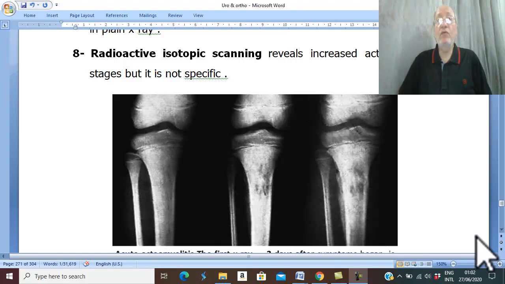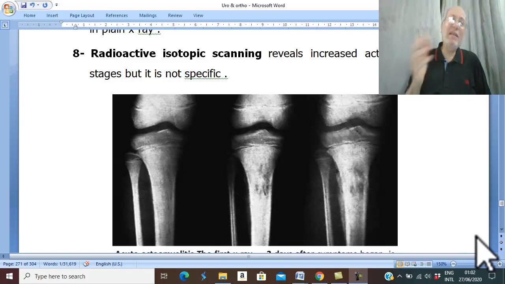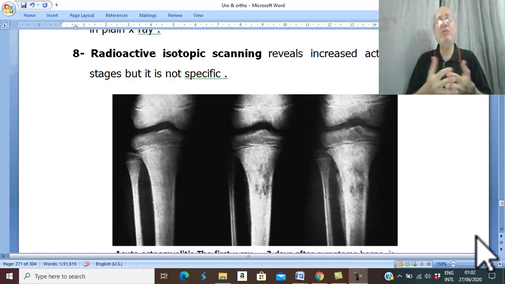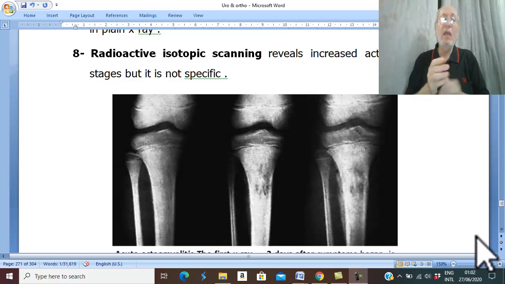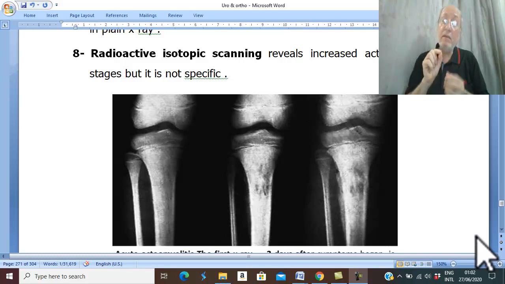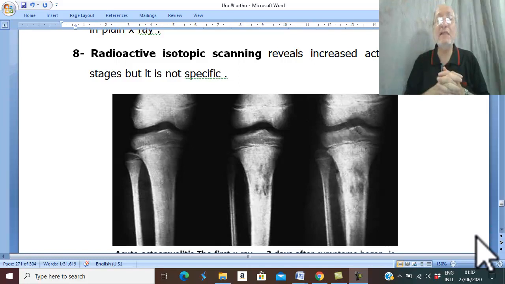Investigations for acute hematogenous osteomyelitis. As in any infection and any inflammation, the blood picture shows leukocytosis, high erythrocyte sedimentation rate, and high C-reactive protein. Blood sample and pus sample for culture and sensitivity, before intake of any antibiotic therapy.